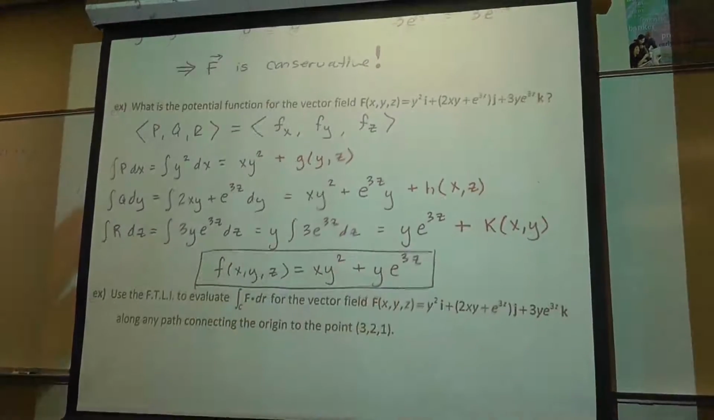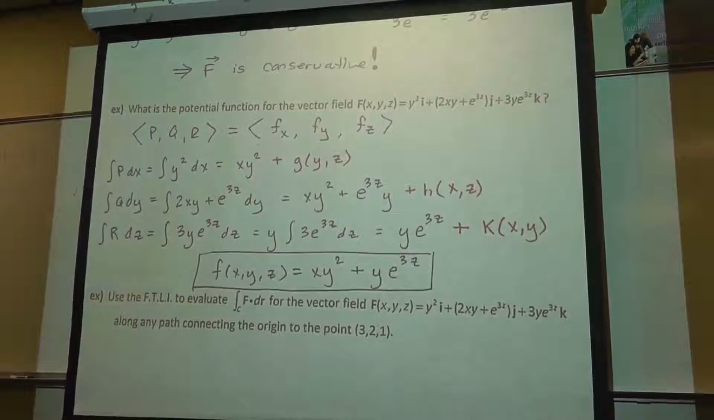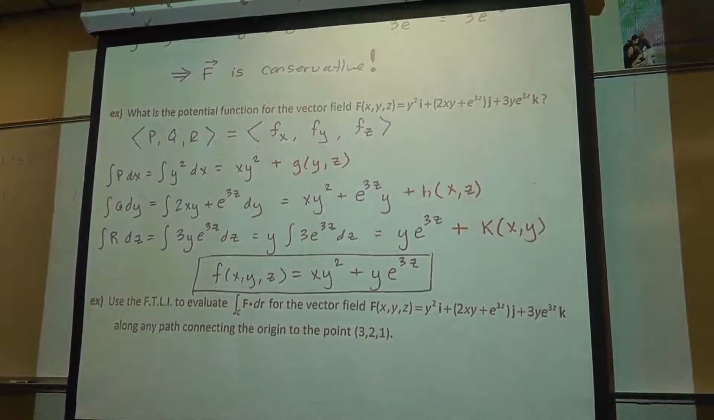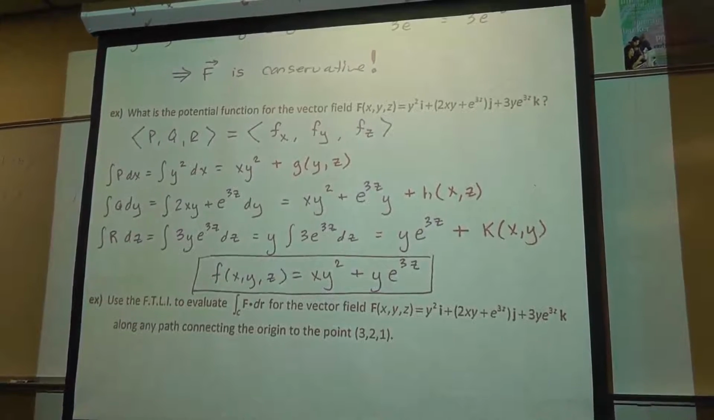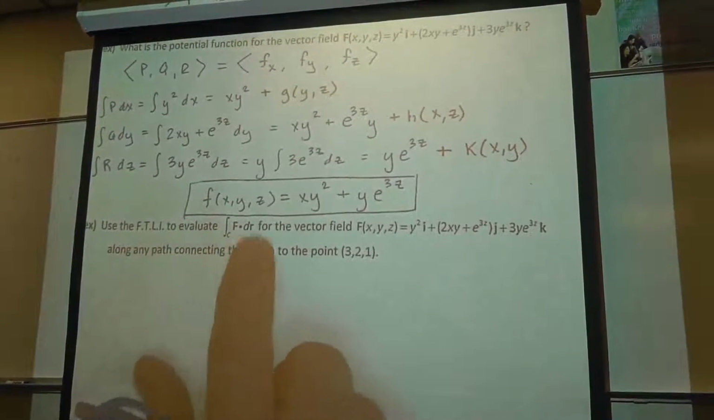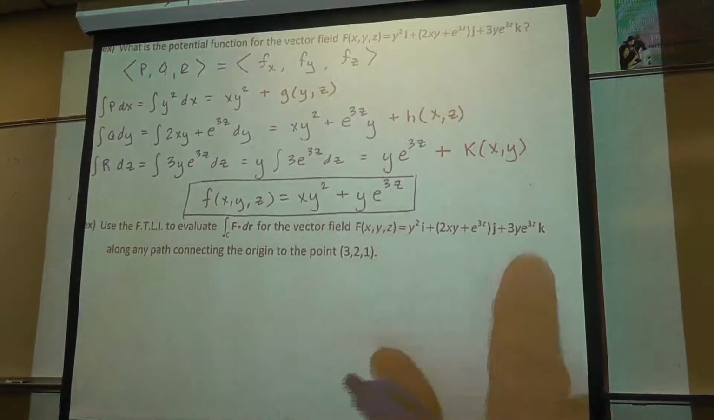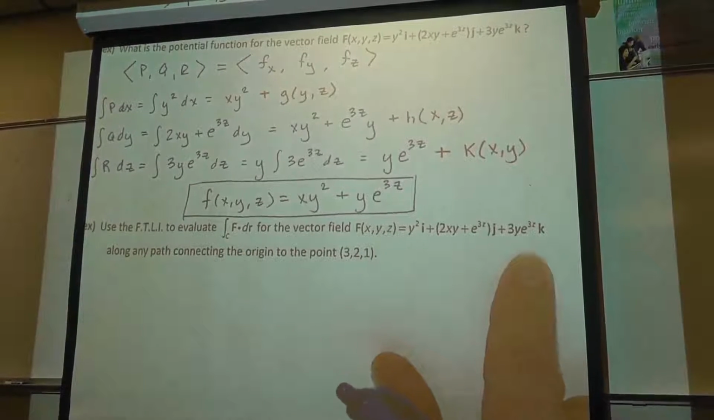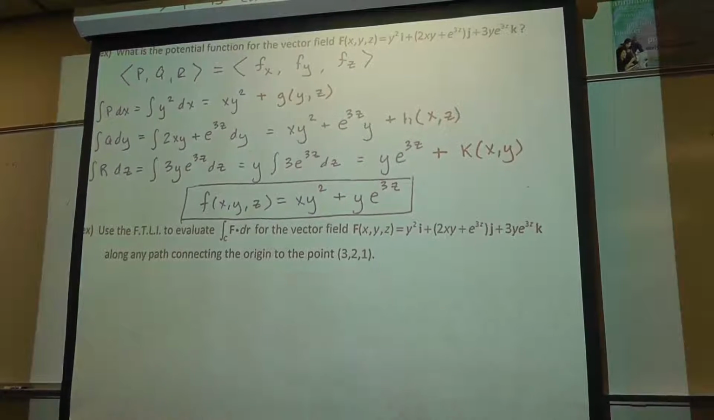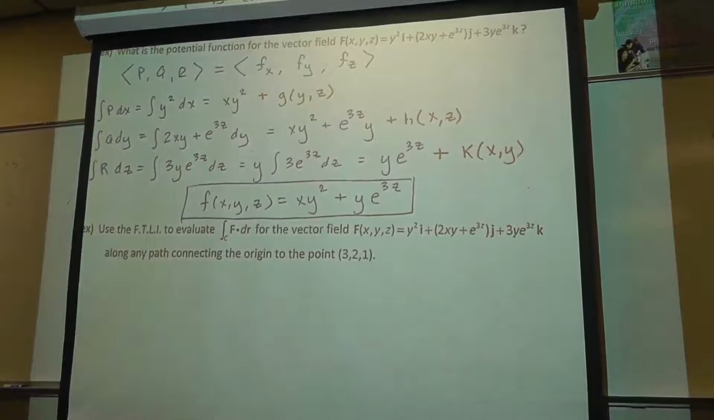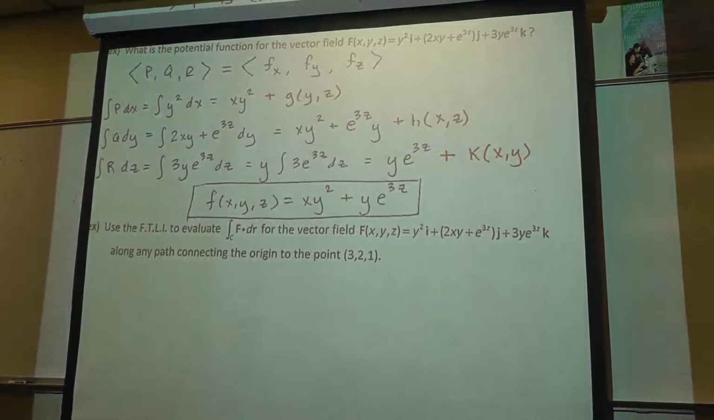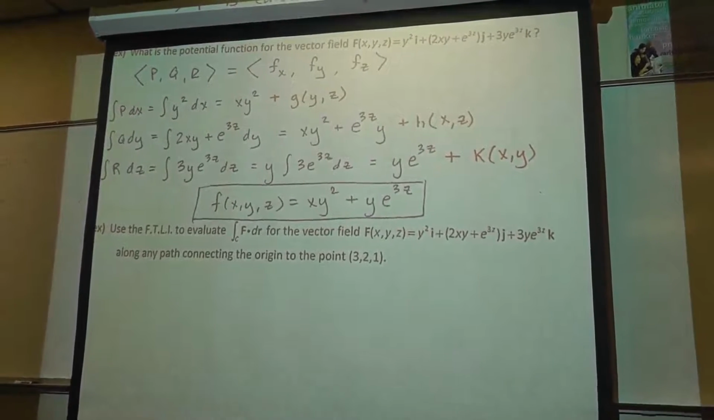So now, second verse, same as the first. Once you find the potential function, most likely you're going to be prompted to find some kind of line integral value using that potential function. Use the fundamental theorem of line integrals to evaluate an F dot dr integral for the same vector field we've been working on along any path that connects the origin to the point (3, 2, 1). That was a little bit sweeter than the last one. The last one you had to go through the parametric curve and plug in t equals 0, plug in t equals 1 to get your end and begin point.